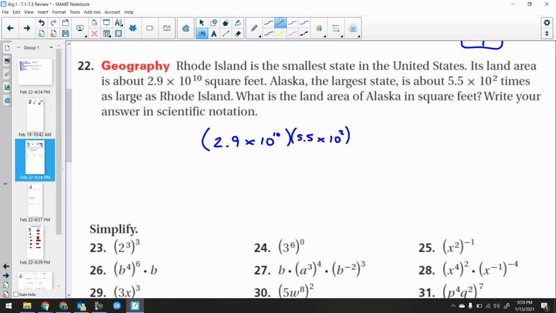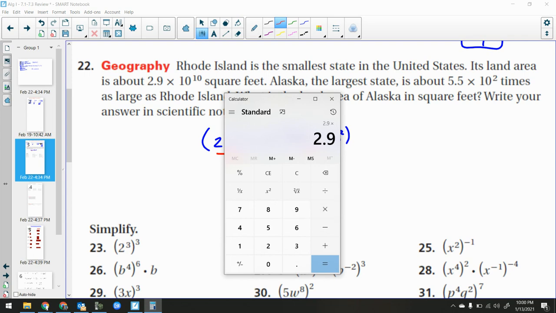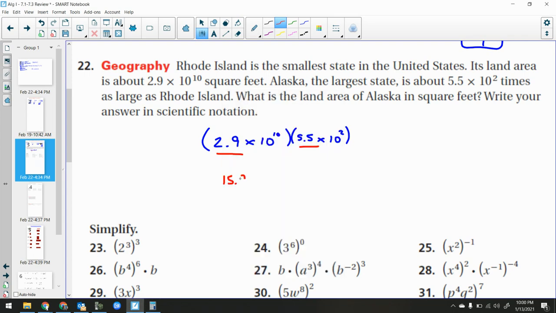Okay, remember when I do that, it's kind of like combining like terms. 2.9 times 5.5. Let's take that. 2.9 times 5.5 is 15.95 times 10 to the, and then I've got 10 to the 10th times 10 to the second is 10 to the 12th. Now, this isn't truly in scientific notation, so I've got to move that decimal place over one more unit. So it's 1.595, and now I increase the power to the 13th.